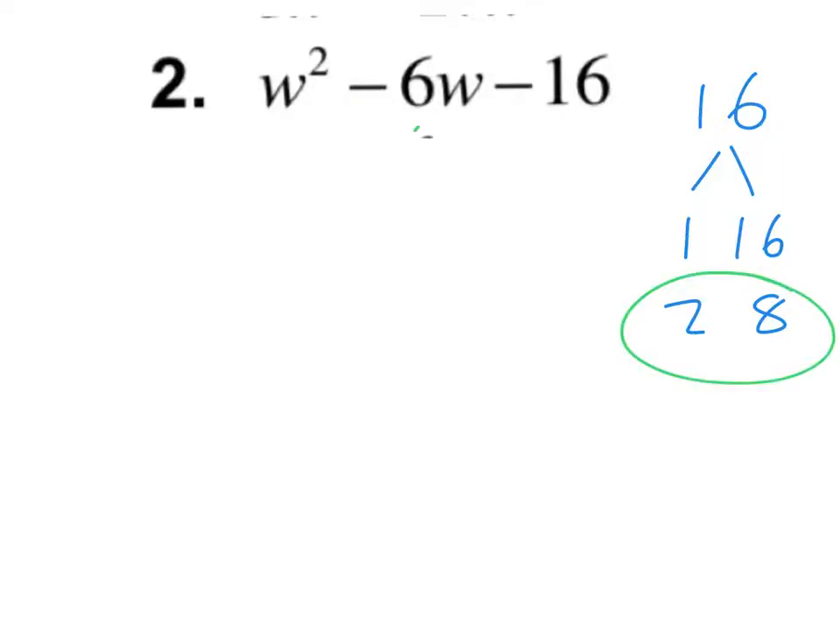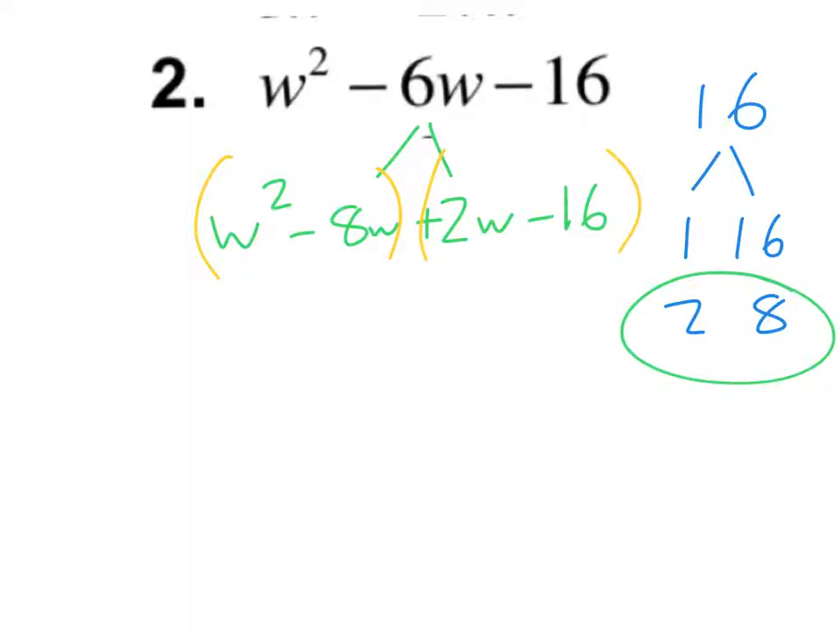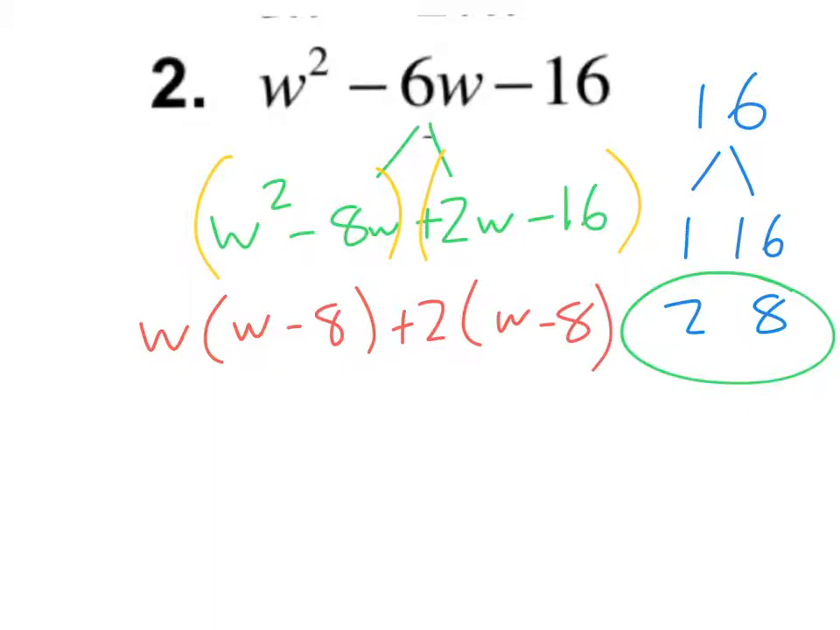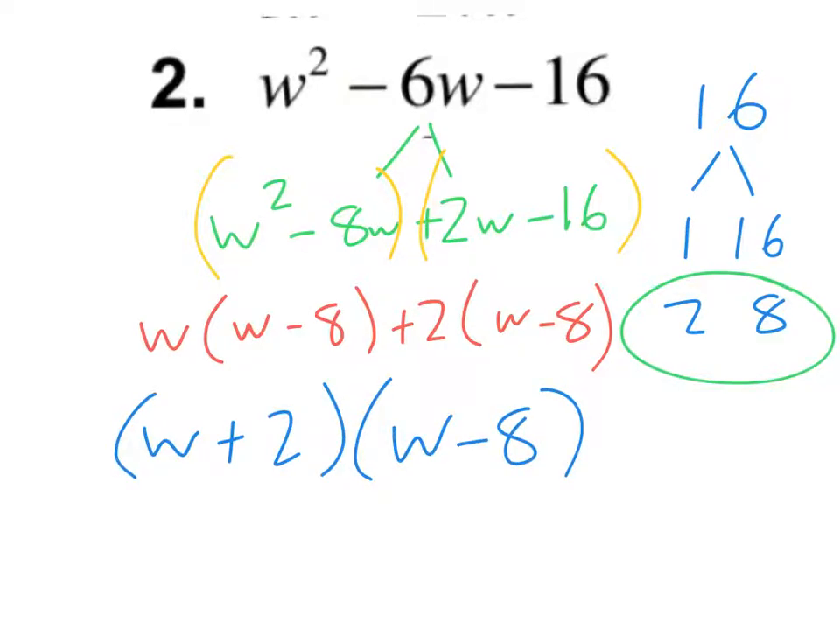So I'm going to rewrite negative 6y as minus 8... It's not y, w. Minus 8w plus 2w minus 16. Group the first 2 and the last 2. The GCF of the first 2 is w. I'm left with w minus 8. GCF of the last 2 is 2. I'm left with w minus 8. So it factors to be w plus 2 times w minus 8.